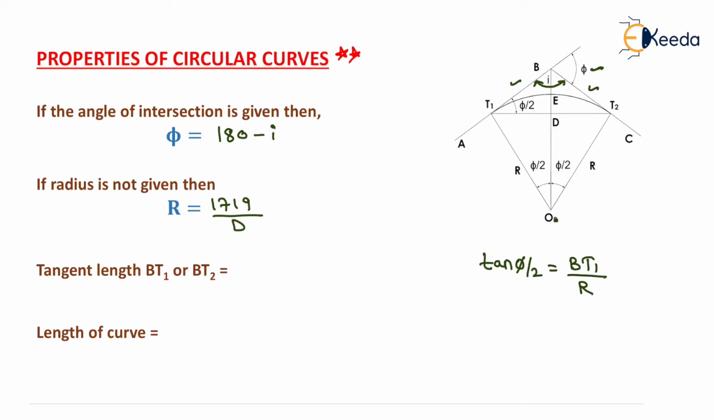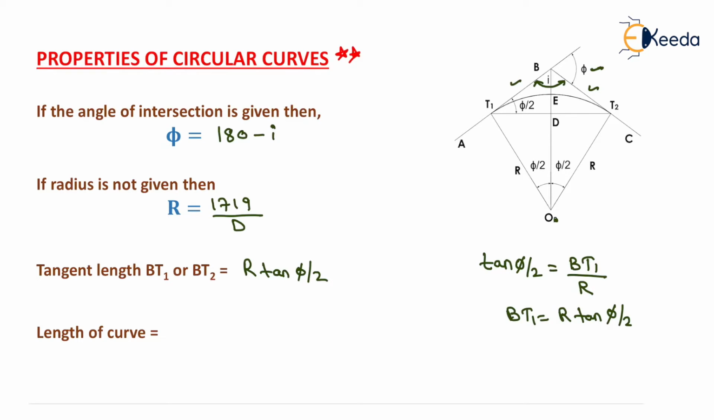So the value of tangent length BT1 will be equal to R tan phi by 2. So the value of tangent length BT1 or BT2 will be equal to R tan phi by 2.